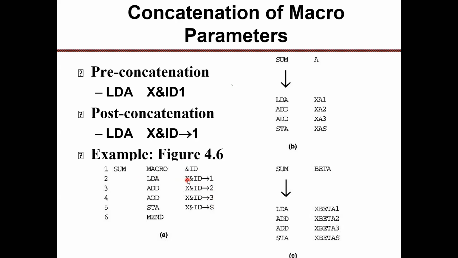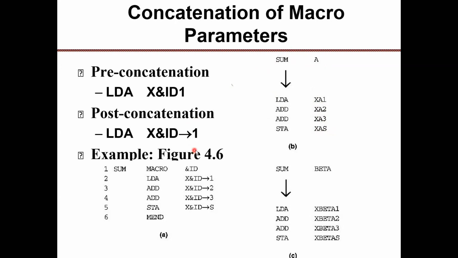So we'll have X, whatever was passed 1, X, whatever was passed 2, X, whatever was passed 3, X, whatever was passed S. Okay, so sum A then, what it will look like initially, load A. The first time we call this macro sum, we call it with a parameter A, and so XA1, XA2, XA3, XAS gets created just like that.